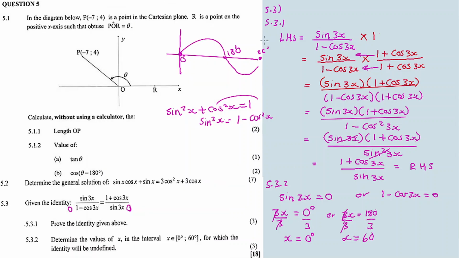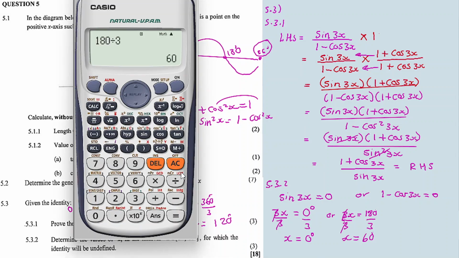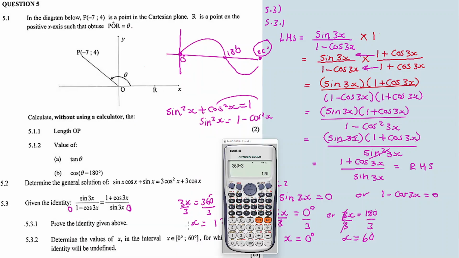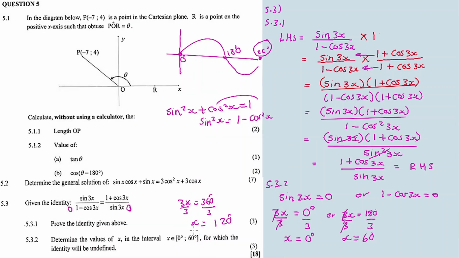You see, if I take 360, 3x is equal to 360 degrees, I get x is equal to 120. 360 divided by 3 is 120, and x equal to 120 is not inside this interval. So that's why we don't take 360, we stop at 180 degrees.